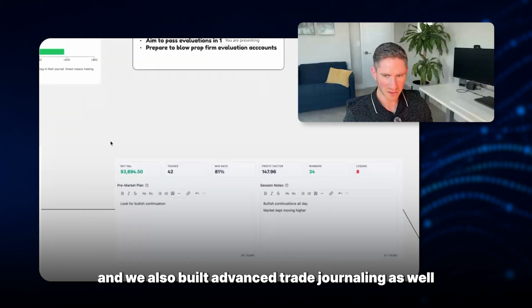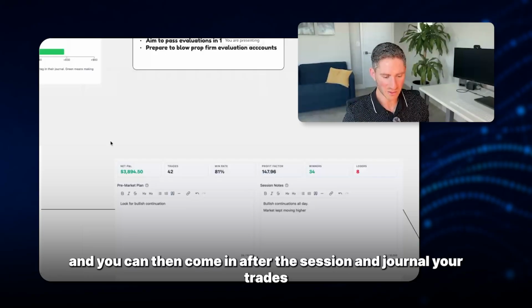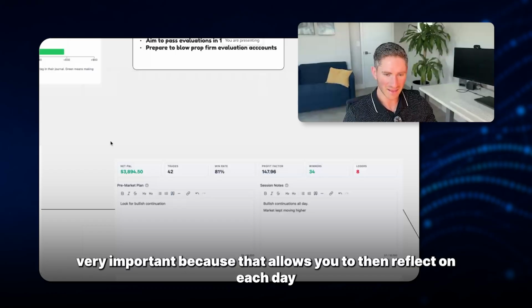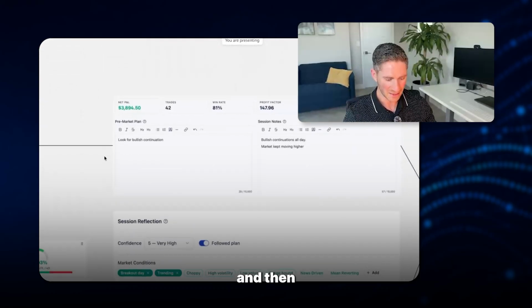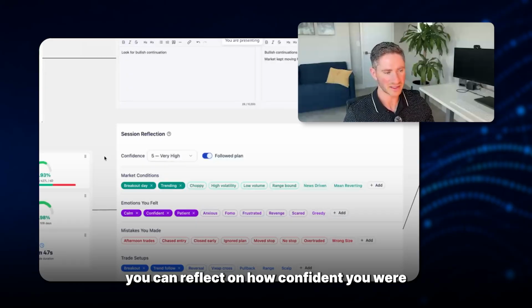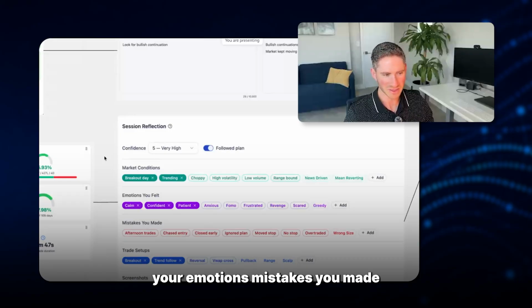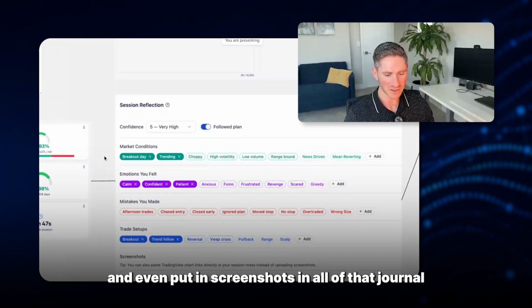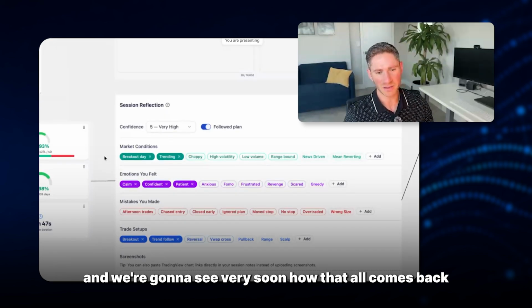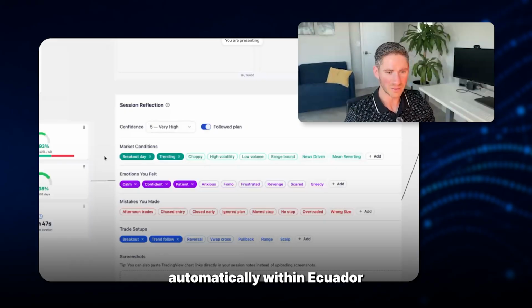And we also built advanced trade journaling as well. With advanced trade journaling, what you can do is put together a pre-market plan, and you can then come in after the session and journal your trades. Very, very important, because that allows you to then reflect on each day. And then what you get from the EchoTrader platform is that session reflection. In that session reflection, you can reflect on how confident you were, if you followed your plan, what the market conditions were, your emotions, mistakes you made, and all of the trade setups, and even put in screenshots in all of that journal. And we're going to see very soon how that all comes back, and you can close your feedback loop from journaling every single day automatically within EchoTrader.